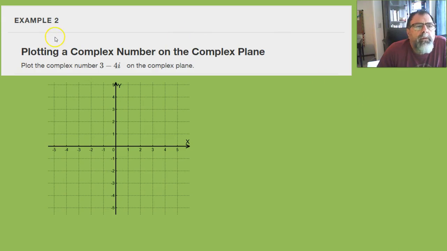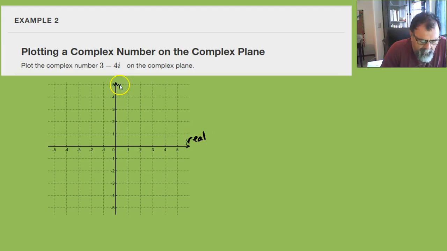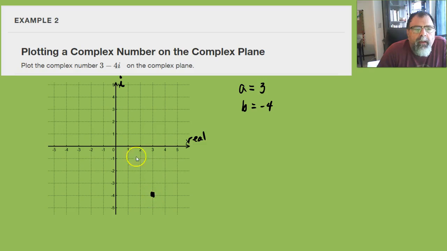Let's try one more example. Plot the complex number 3 minus 4i. Again, the x-axis is going to be your real part, and the y-axis is going to be your imaginary part. So a is 3 and b is negative 4. We go 3 on the x-axis and negative 4 on the y-axis, which is the imaginary axis. So this is your 3 minus 4i on the complex plane.